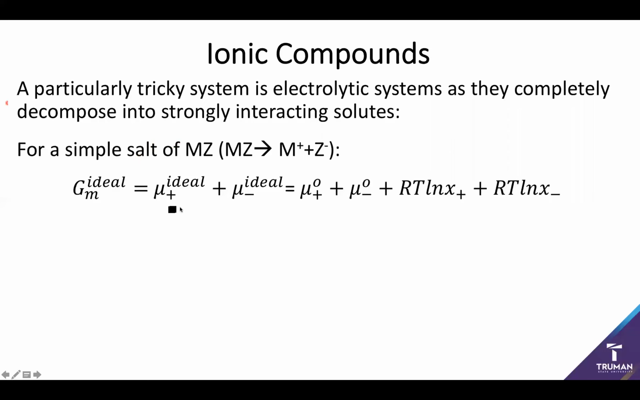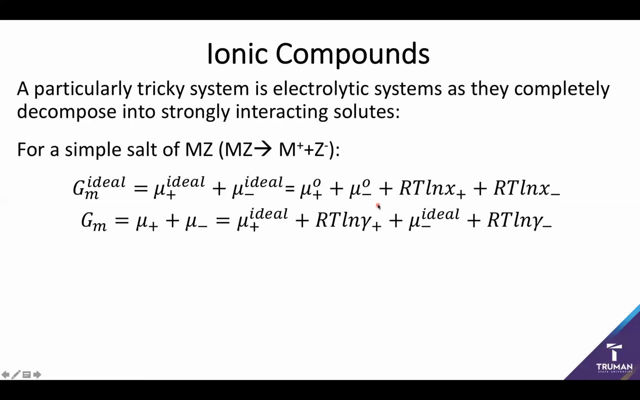Now what we have to deal with is the fact that I need to address all of the factors of this uneven form of interaction. And I can do this with activity. Because what I can say is that the chemical potential for my real cation is actually going to be this ideal chemical potential plus a correction factor based on the activity coefficient, which we talked about last time. We can do a very similar trend for the anion.